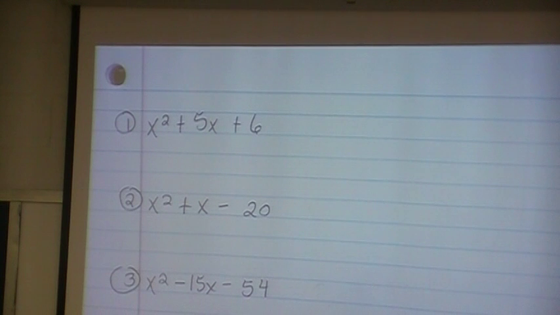So there's your 4 problems you do for homework. X squared plus 5x plus 6, x squared plus x minus 20, x squared minus 15x minus 54, x squared minus 13x plus 42.